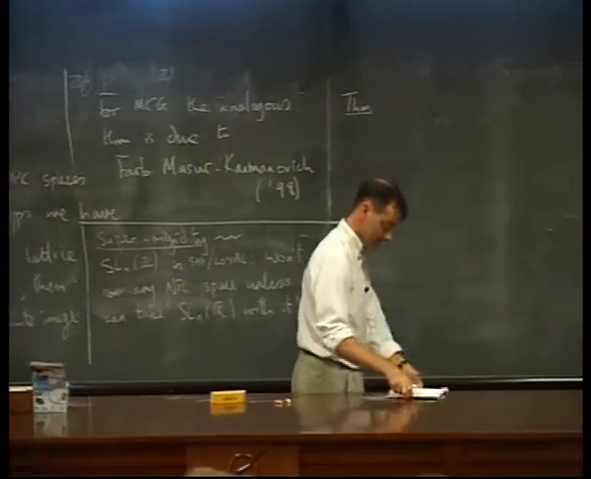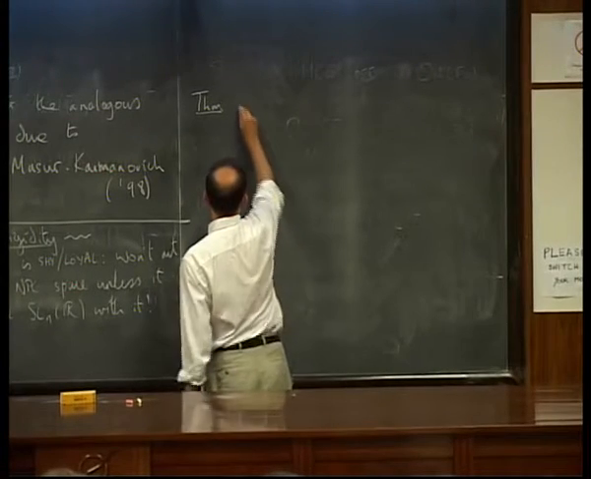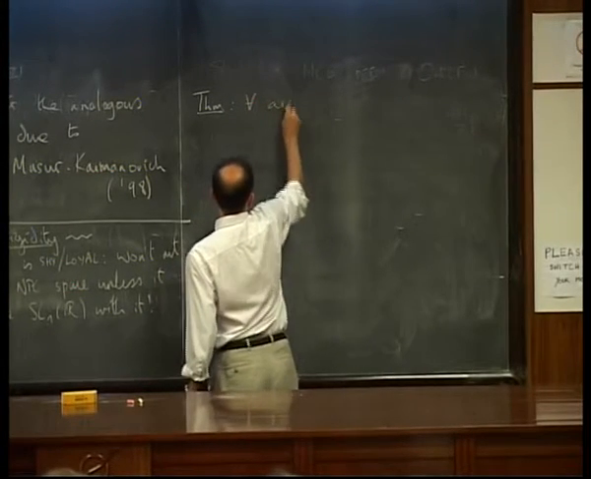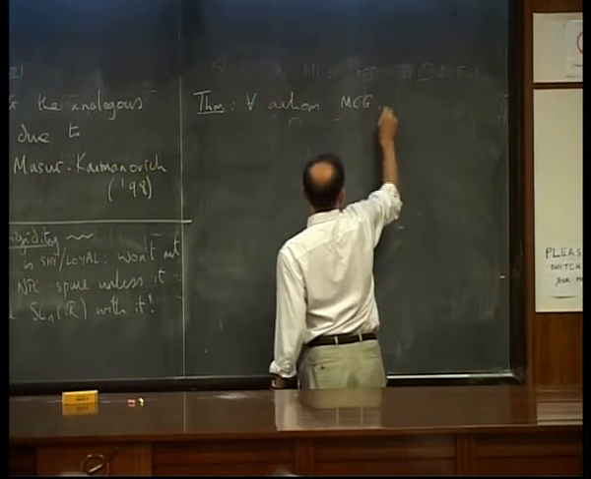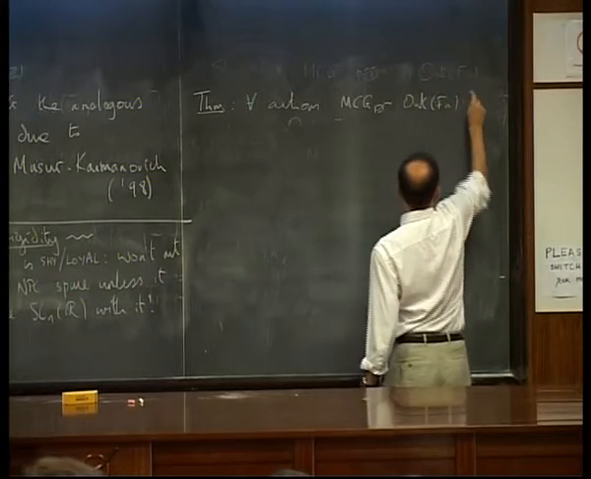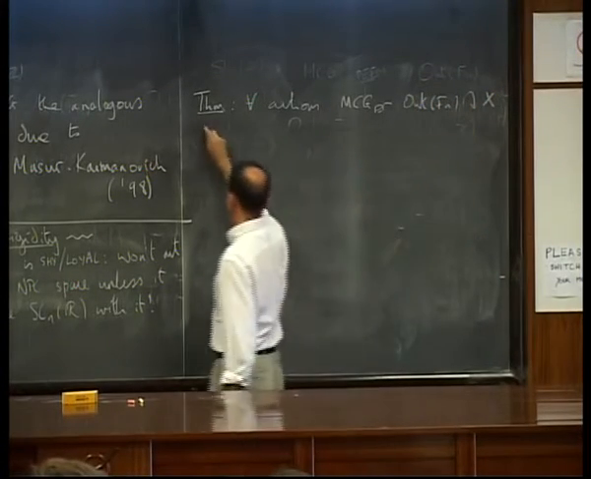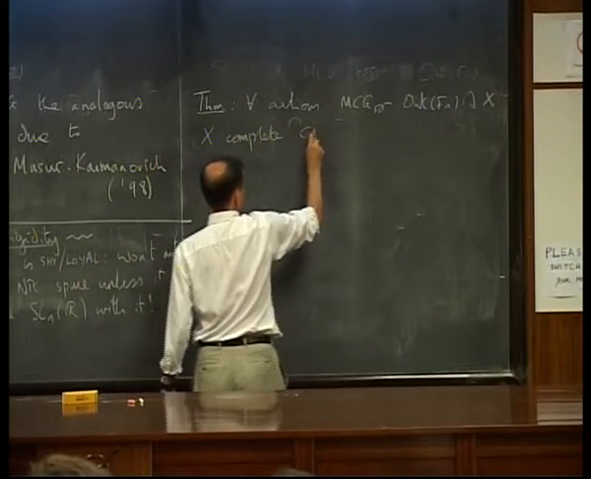So I've written these in a particular order for a reason. So, for all actions of the mapping class group or Out(Fn) on a complete CAT(0) space, action by isometries, of course.